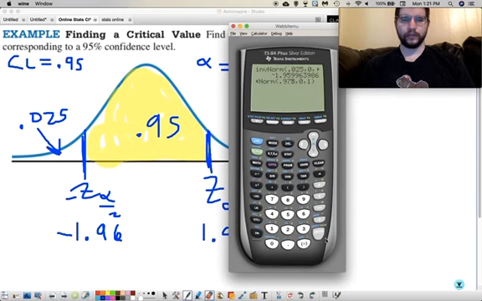For the other one, we had an area to the left of 0.975. It was also 1.96. And again, you can just look up this alpha over 2 value, and that one's negative, that one's positive.